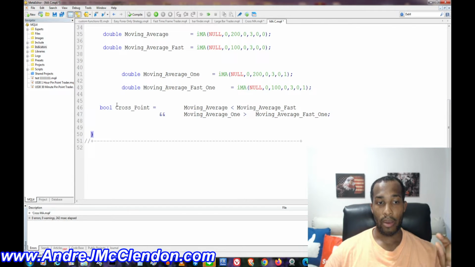So we're going to call it bool cross point equals the moving average, our slow one, is going to be under the current one for the current candle, which is moving average fast. And one candle back, the moving average is going to be under one. It's going to be greater than the moving average fast. It's going to look like this, guys.